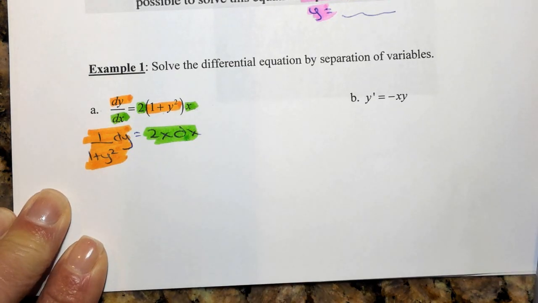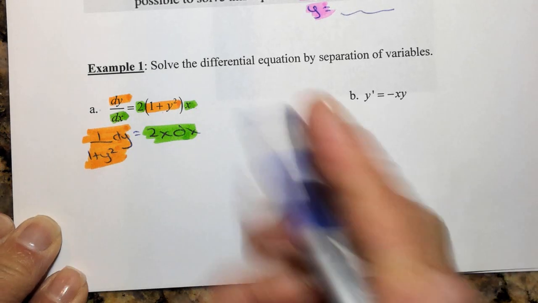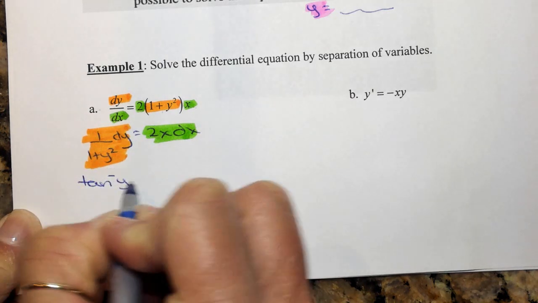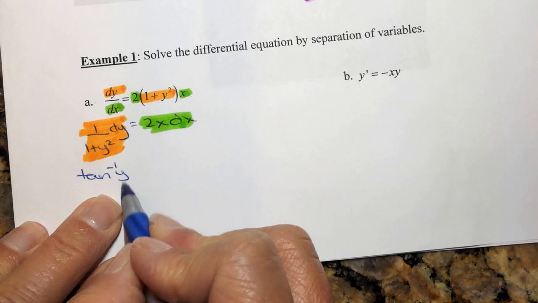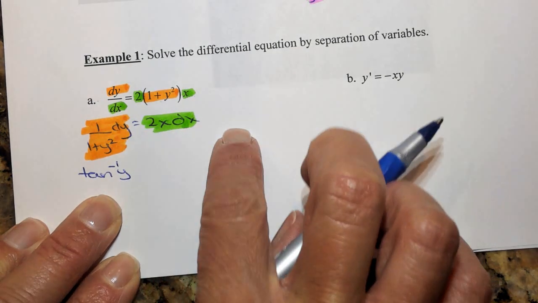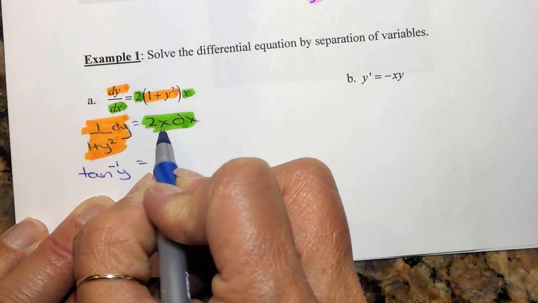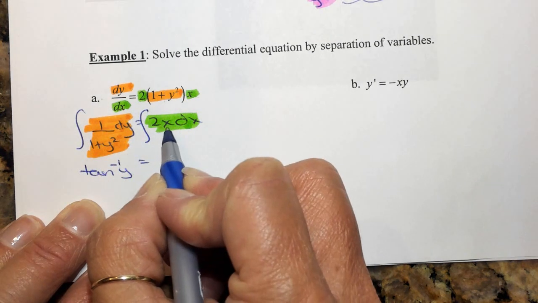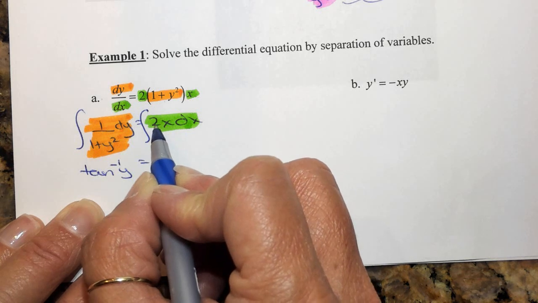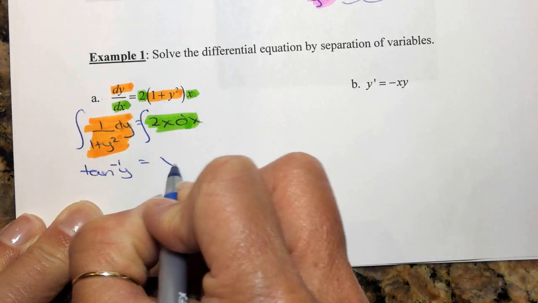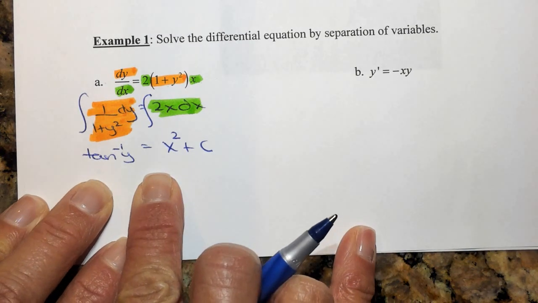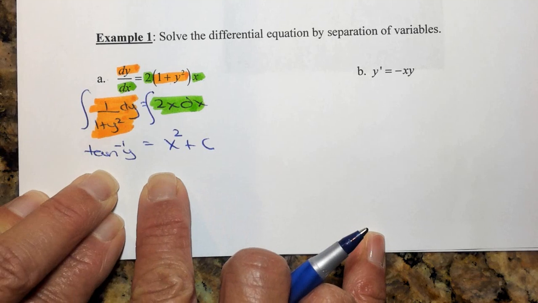Okay, you're going to integrate each side independently. Okay? So then what we have here is this is our inverse tangent of y. Okay, and typically we would write plus c, but remember the plus c will go on the right side. This is equal to the integral of x is 1/2 x squared, and 2 times 1/2 cancels out, so this is just x squared plus c. Okay, so in this case, I have integrated both sides.